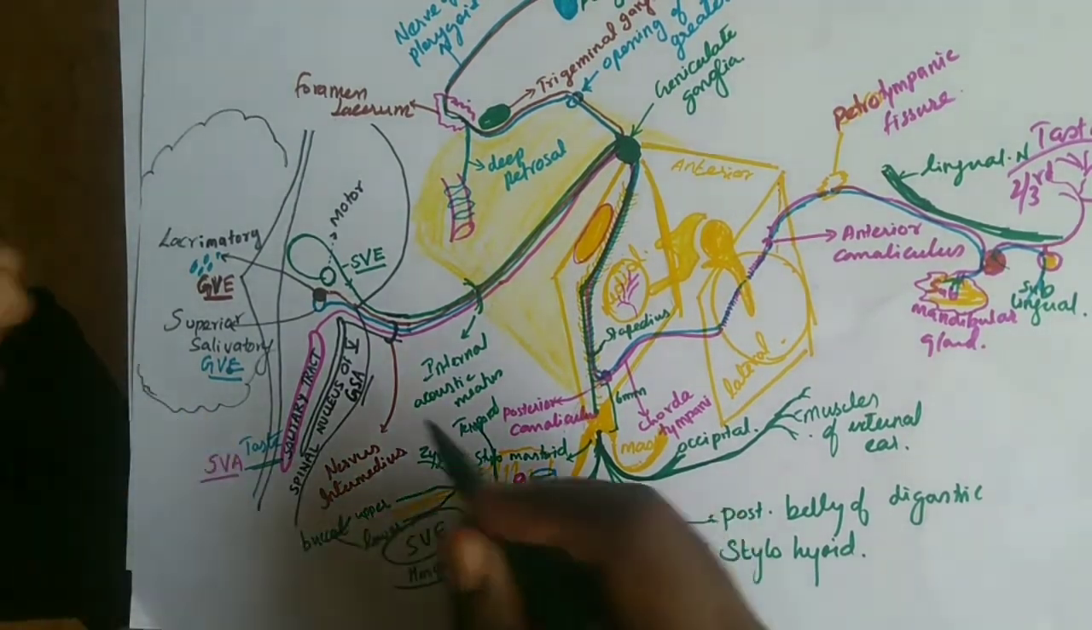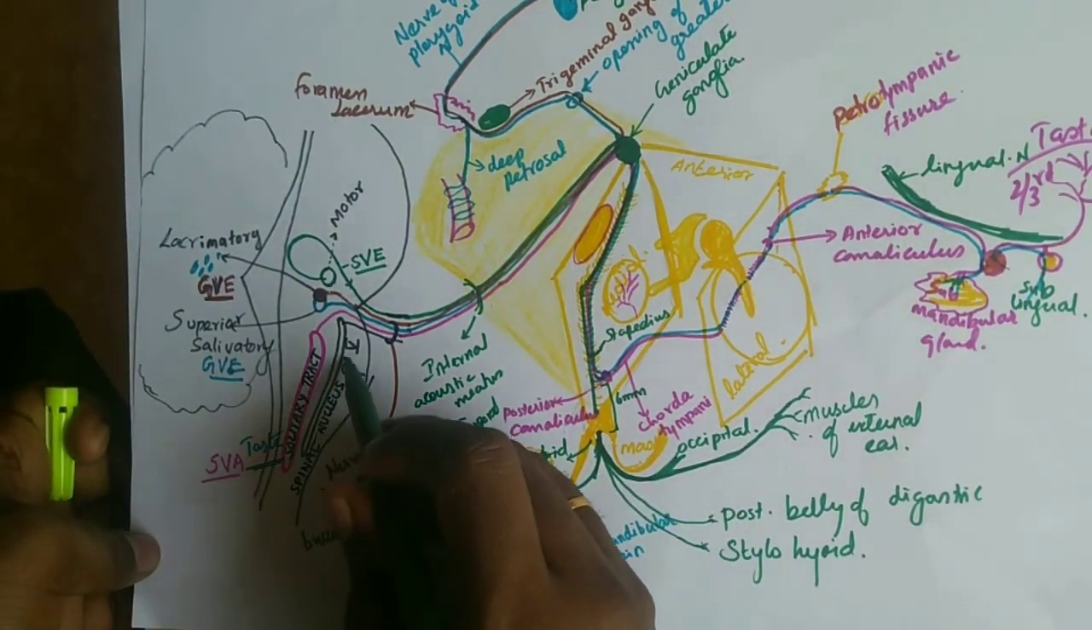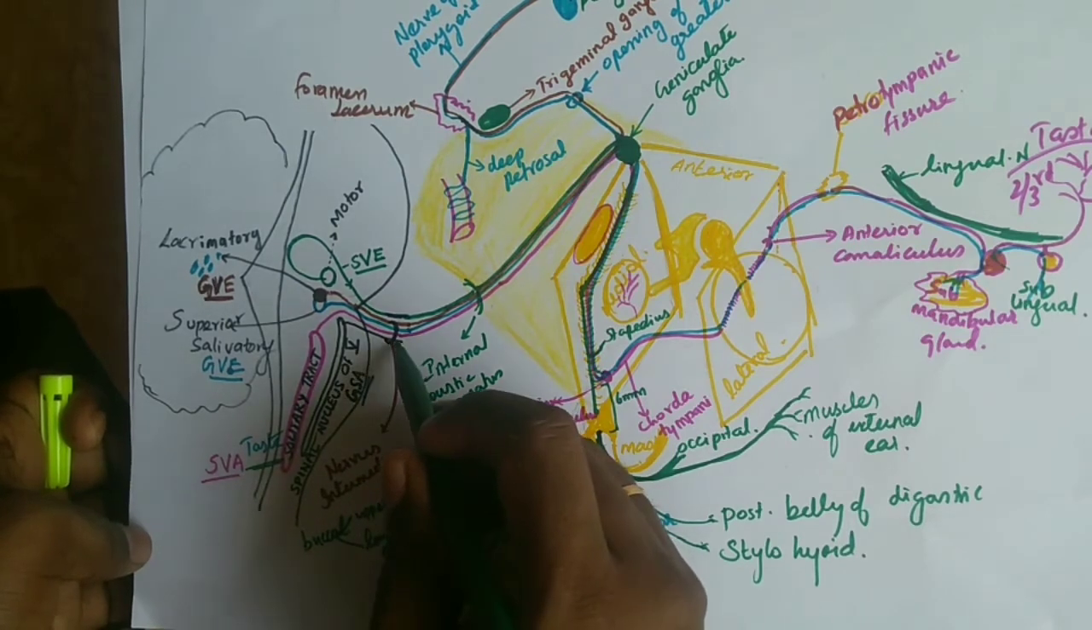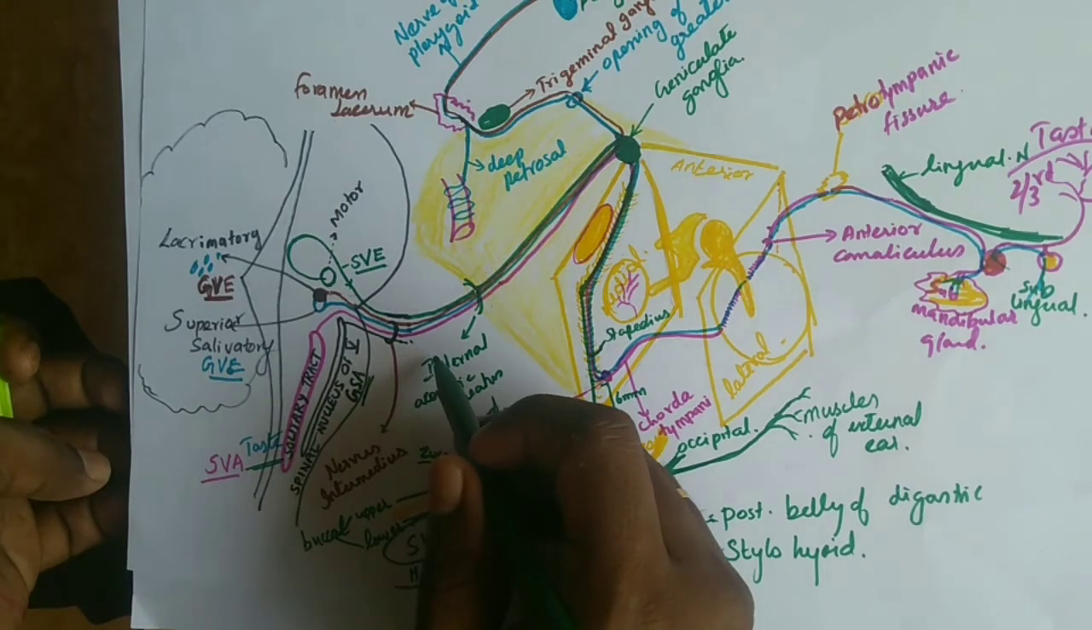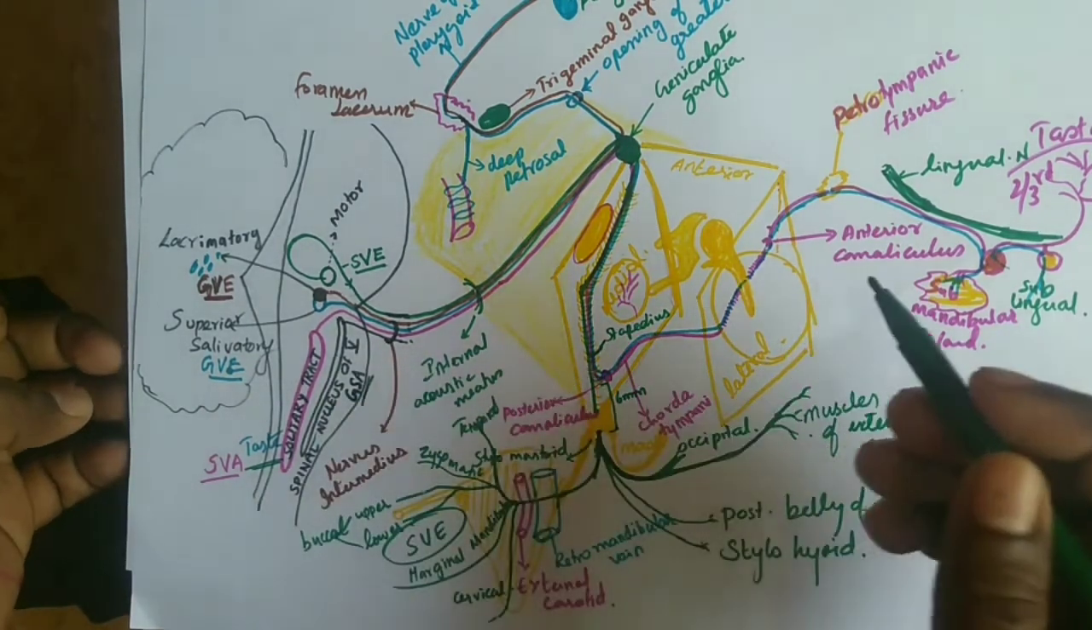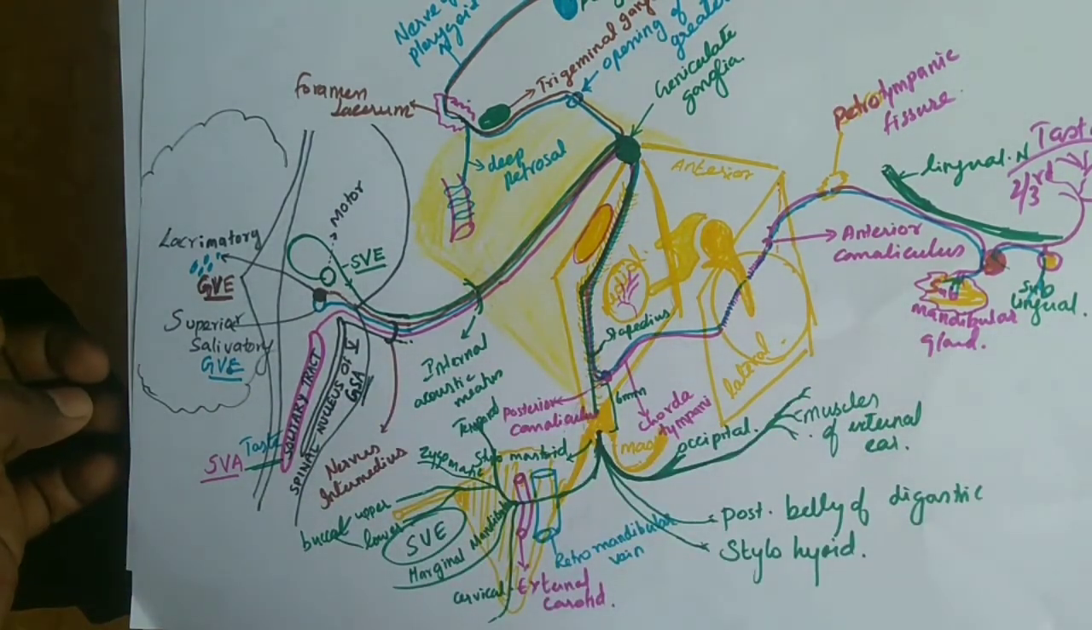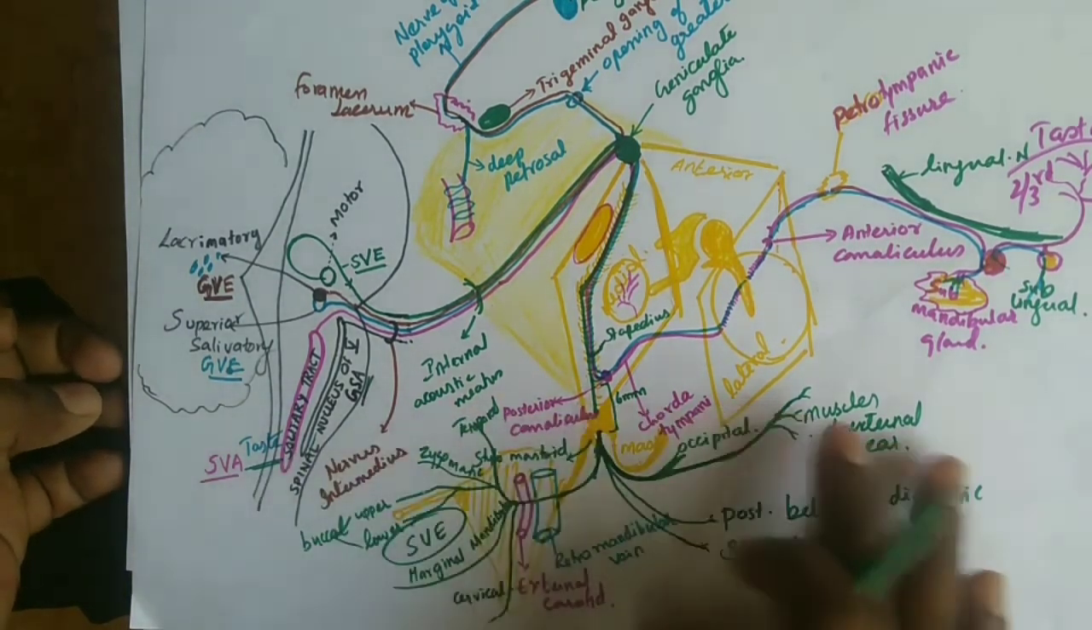The last branch which we didn't explain so far is from the spinal nucleus of the trigeminal nerve, general somatic afferent. These fibers will be joining with the vagus, and through the vagus it will be supplying a small twig to the skin around the external ear. So these are all the branches.